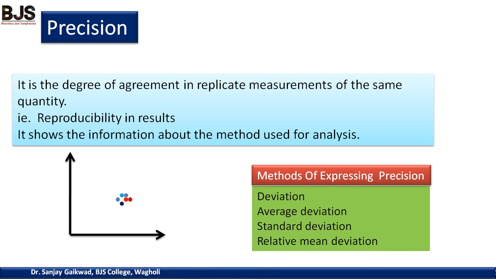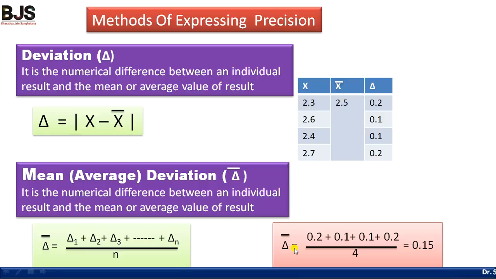Now this precision, we can express in terms of the mean value, deviation, average deviation, standard deviation, and relative mean deviation. It can be calculated with an example from the experiment.